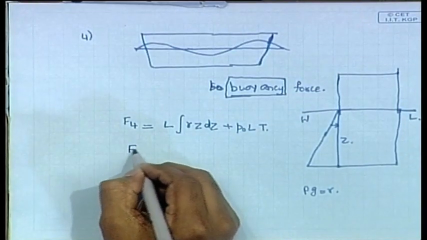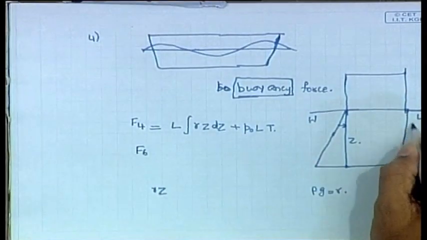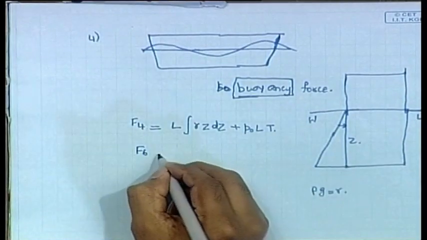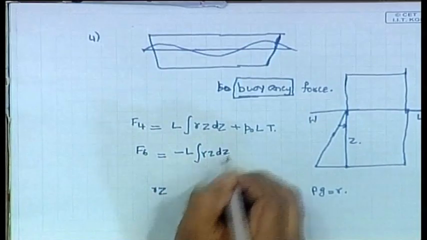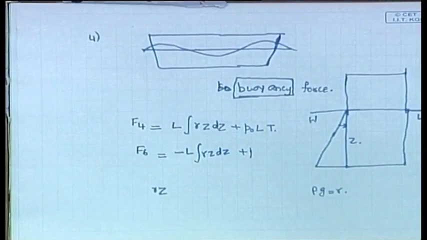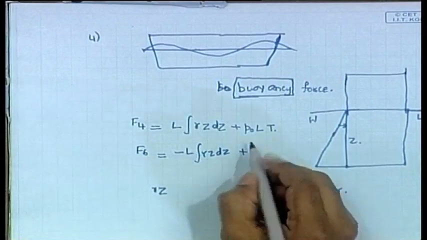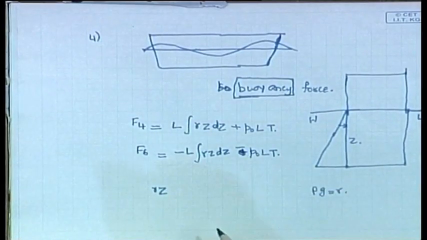Similarly, the force on side 6, I think this one is 6, will be minus the integral of L gamma z dz. Why is it minus? Because this force is acting in the opposite direction, plus the atmospheric pressure, minus P0 into L T.